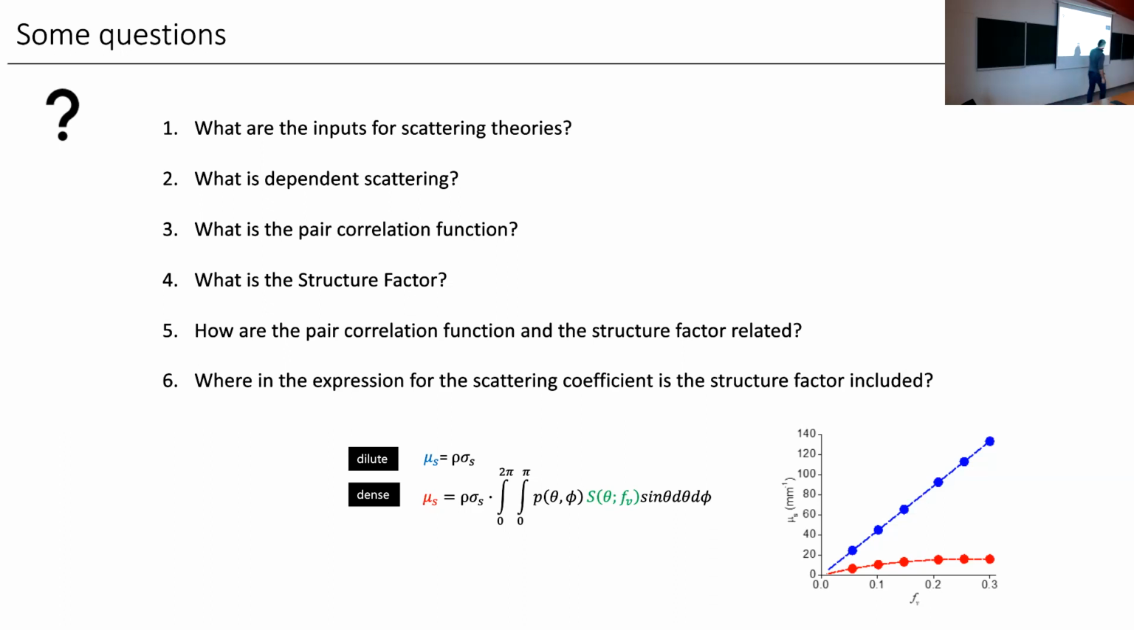If you plot that graphically, and you assume that the sample is dilute, or you ignore all these effects, then you would simply get that the scattering coefficient increases linearly with volume fraction. The more particles you have, the higher the scattering coefficient. But that would not be correct. You would have to take into account the structure factor, and then you get this curve. So it still increases, but only very shallowly in this case.